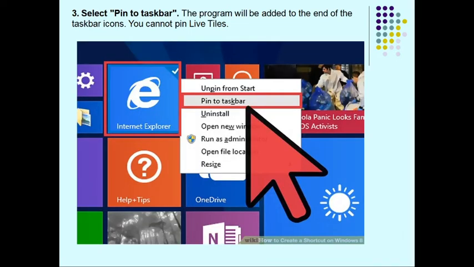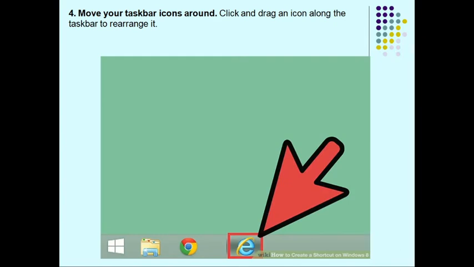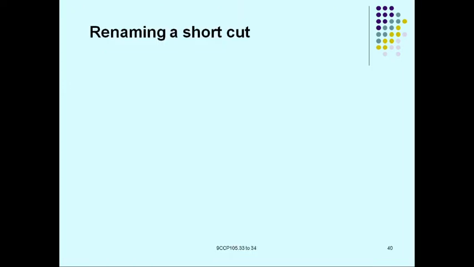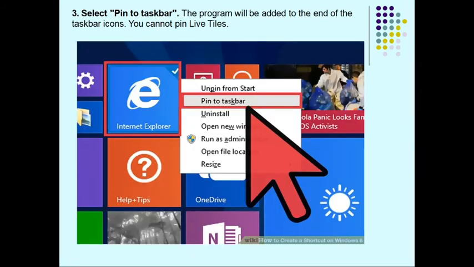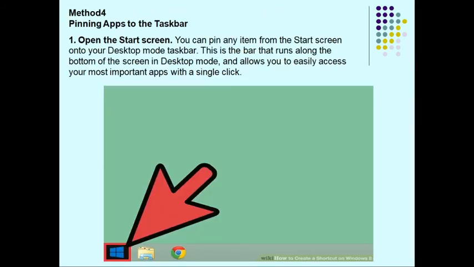Third step, select pin to taskbar. The program will be added to the end of the taskbar icons. You cannot pin live tiles. Fourth step, move your taskbar icons around. Click and drag an icon along the taskbar to rearrange it. So, okay students, these are the steps for pinning apps to the taskbar.